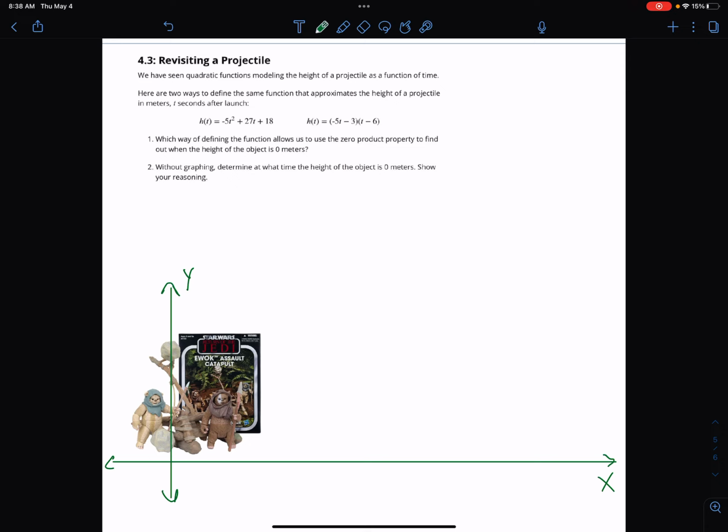Oh, check out these Ewoks here. These little Ewoks, they've built a catapult. They're going to fire off this projectile. Maybe hit some stormtroopers with it, right?